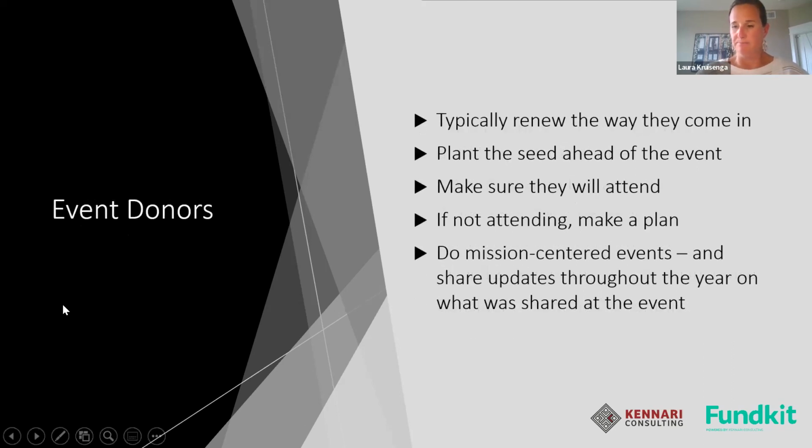The third group to consider, and I would say this has especially been true in the last couple of years because events have looked different, is our event donors. Typically, donors renew the way they came in, which means however donors make their first gift is typically how they'll keep giving. Now, that doesn't mean you can't do anything to change that and that you shouldn't try, but it is something to be aware of. So if you have someone who made their first gift at an event, typically they will renew through an event or that event.